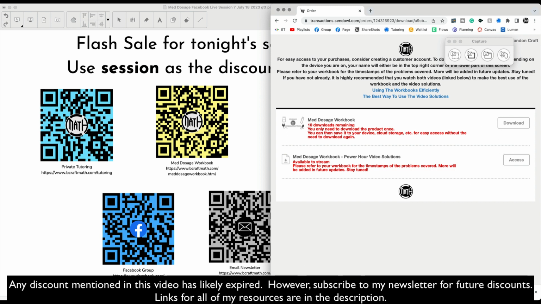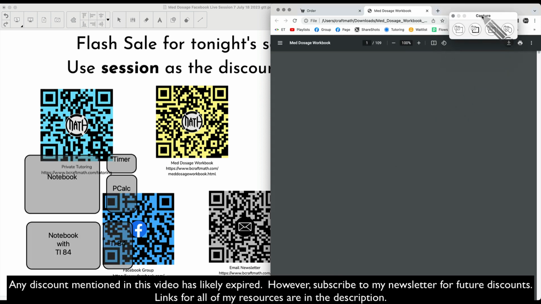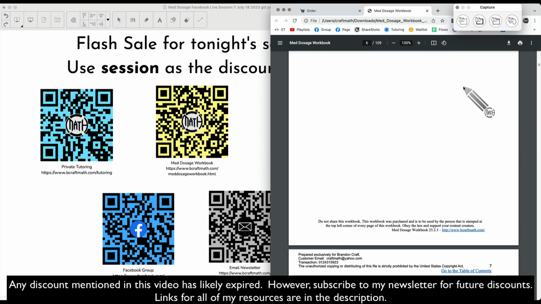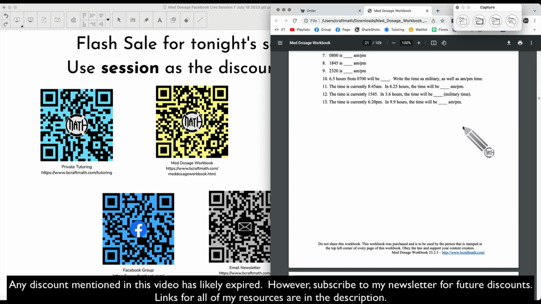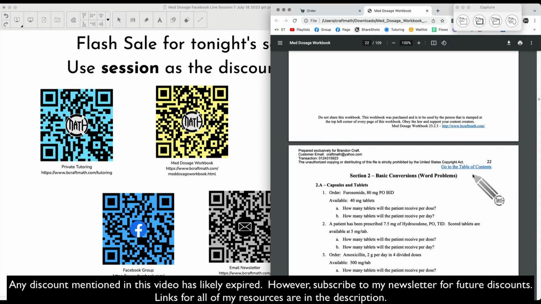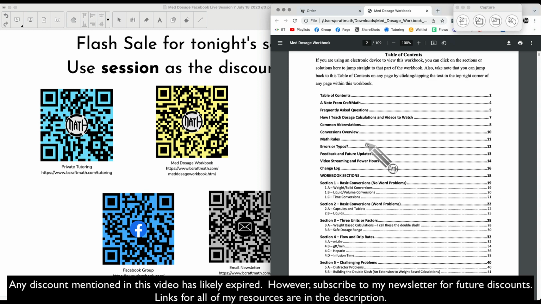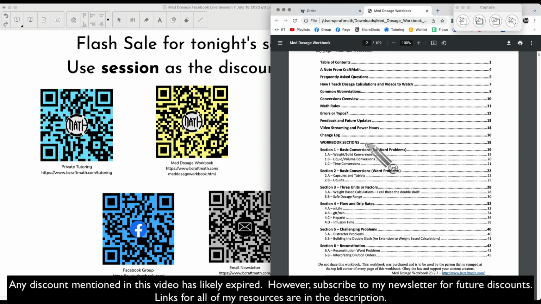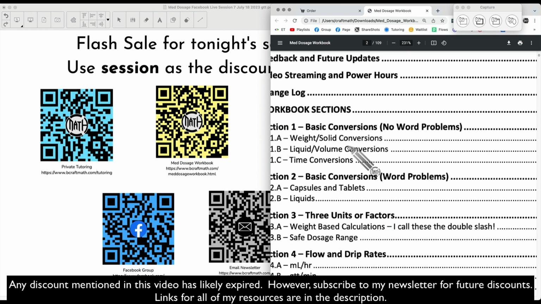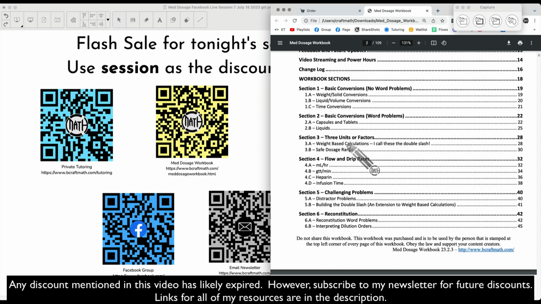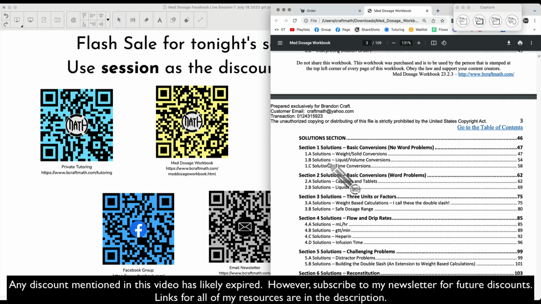If I load up the med dosage workbook, it's very similar to the TEAS workbook in terms of how you can navigate. You can be anywhere in the workbook on any page, and if you want to get back to the table of contents, tap on the top right corner. Boom, we're back at the table of contents. You have all of your sections, the most common types of problems you'll see: basic conversions, weight-based, safe dosage, milliliters per hour, drops per minute, tonight's session, and then challenging, all that good stuff.